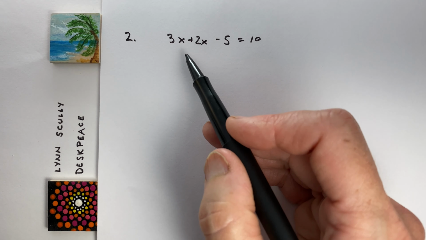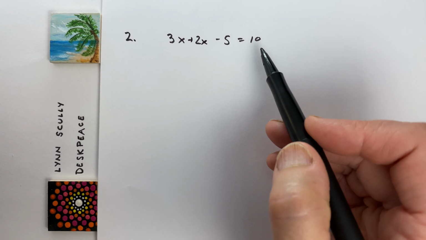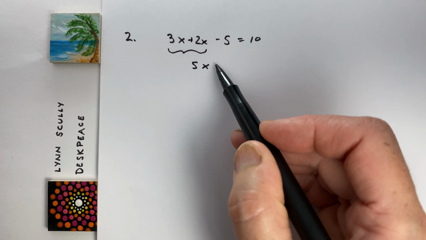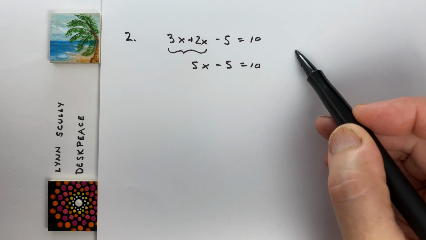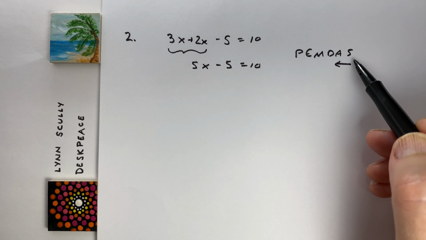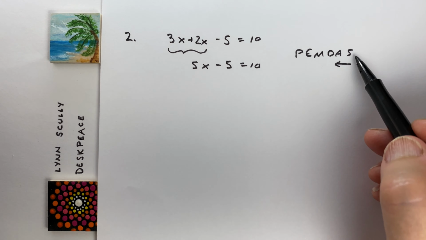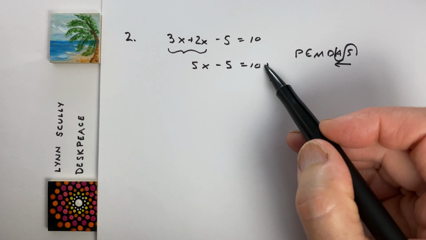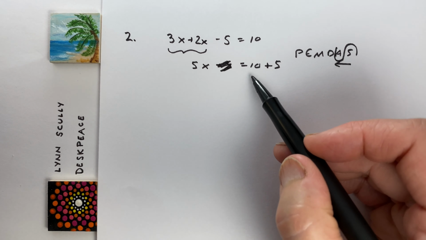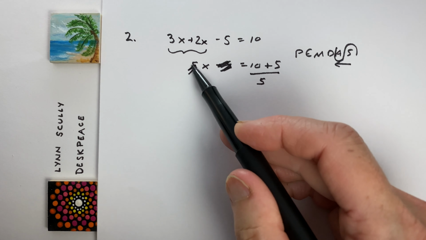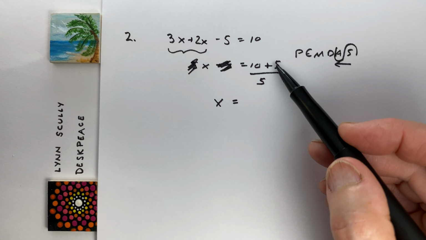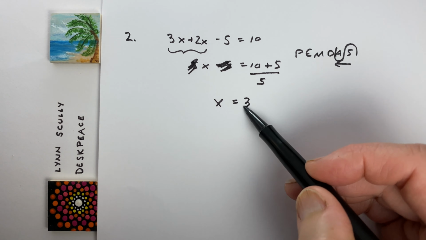Number 2, 3x plus 2x minus 5 equals 10. So again, 3x plus 2x is 5x minus 5 equals 10. And we're going to undo PEMDAS. First we undo subtraction. There's a 5 attached by subtraction. It moves by its complement, which is addition. Now we're almost done. 5's attached by multiplication, move it by division to the other side of the equal sign. Now just reduce. 10 plus 5 is 15. 15 over 5 is 3.